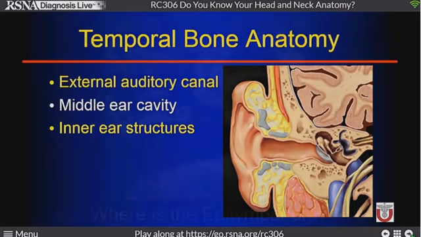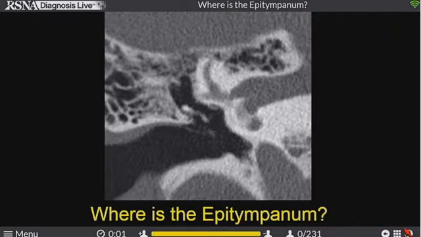On the other side of the TM is our middle ear cavity. This is a touch type question. We're looking at a coronal CT of the middle ear. Where is the epitympanum? Touch on where the epitympanum is. You should see a little blue target, and then click submit at the bottom.